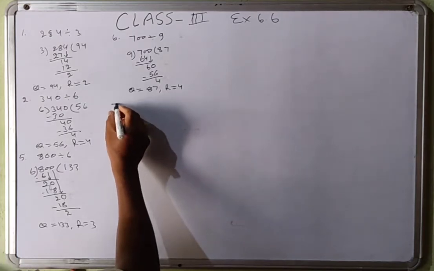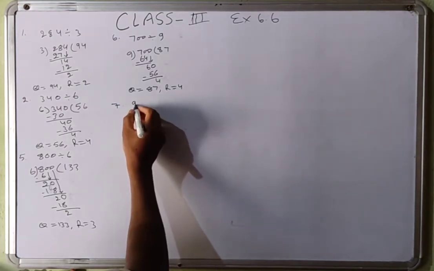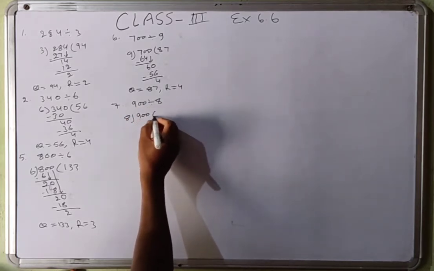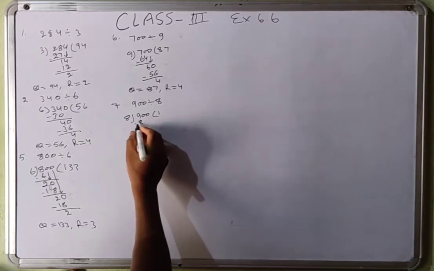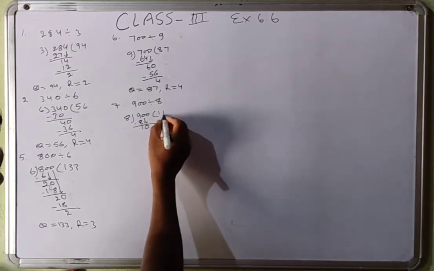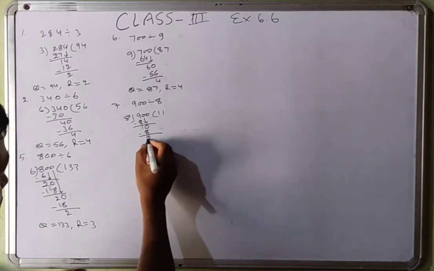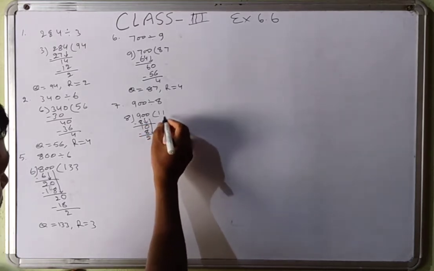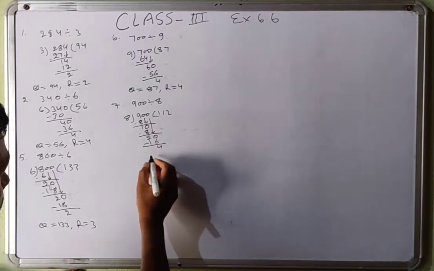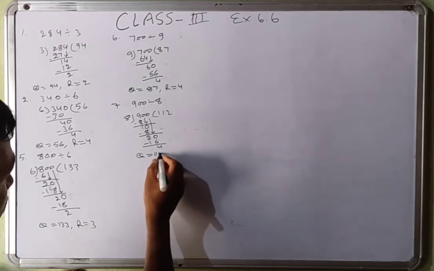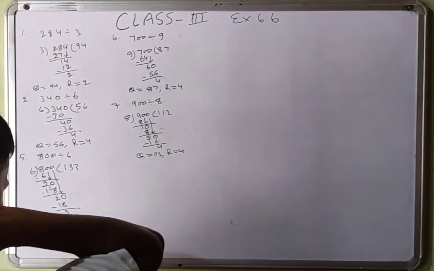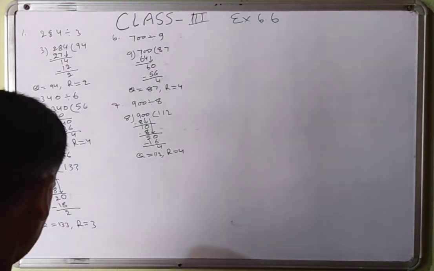And then the 7th question also, see that. 900 divided by 8. So 8 divides 900. 8 ones are 8, 1 is the remainder, bring down the next digit. 8 ones are 8, 2 is the remainder, then the next digit. 8 twos are 16, then left is 4. So the quotient is equal to 112, the remainder is equal to 4. Then the 7th question is done. 8th question, do it by yourself.